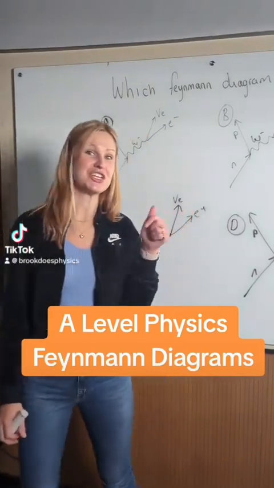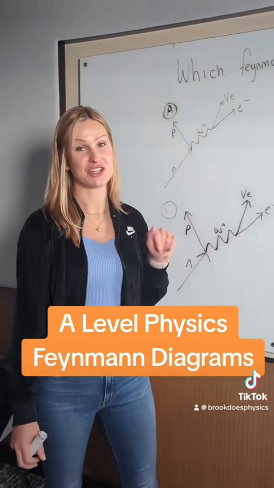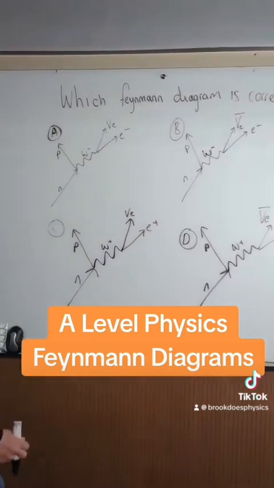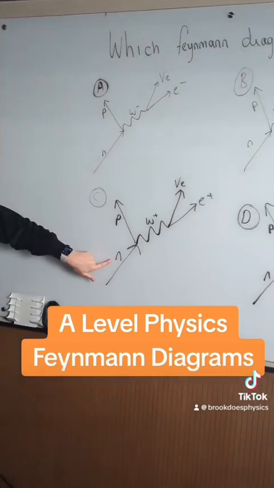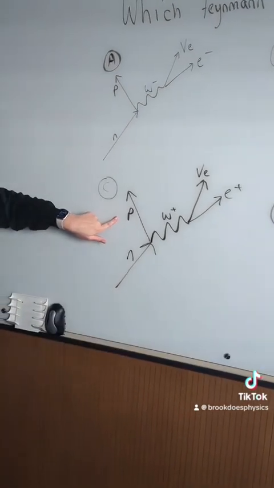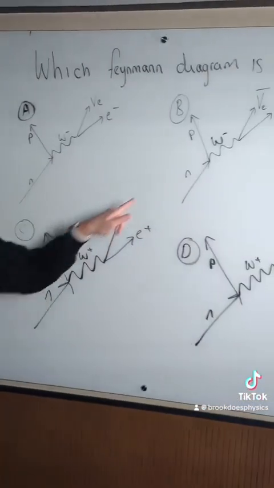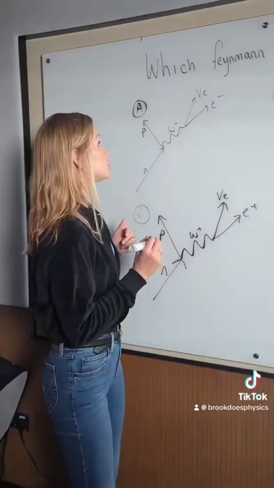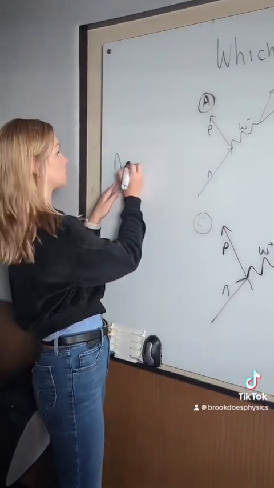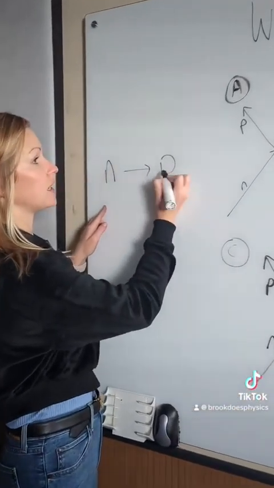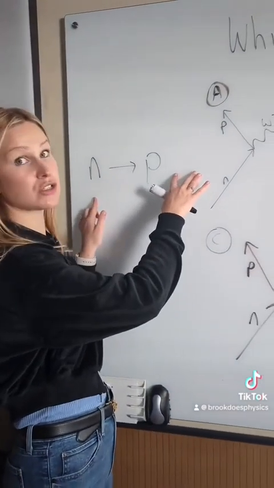So today what we're going to do is figure out which Feynman diagram is correct. Okay, so the first thing I look at is I see a neutron goes in and it's changed into a proton, and I want to figure out in the weak nuclear force which boson is responsible for that interaction. What we're doing is we see that a neutron is going to change into a proton, and I want to figure out what are the other particles involved.